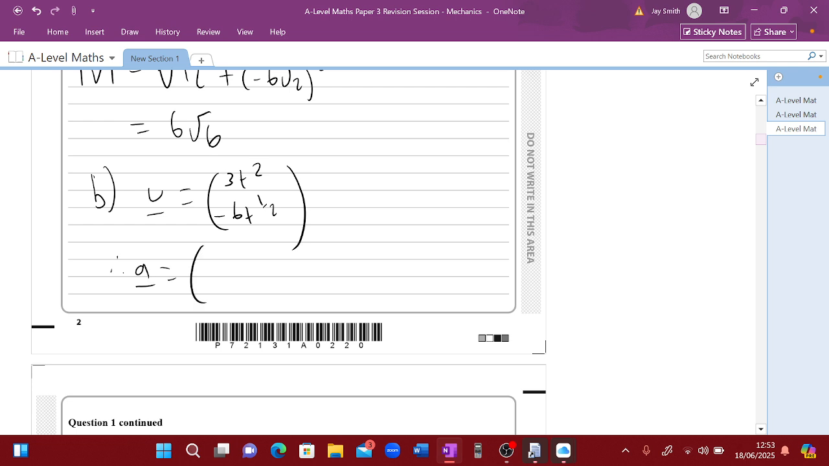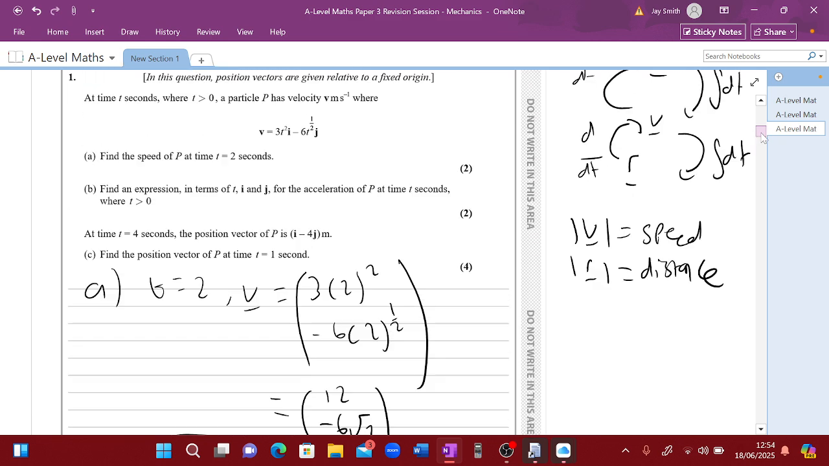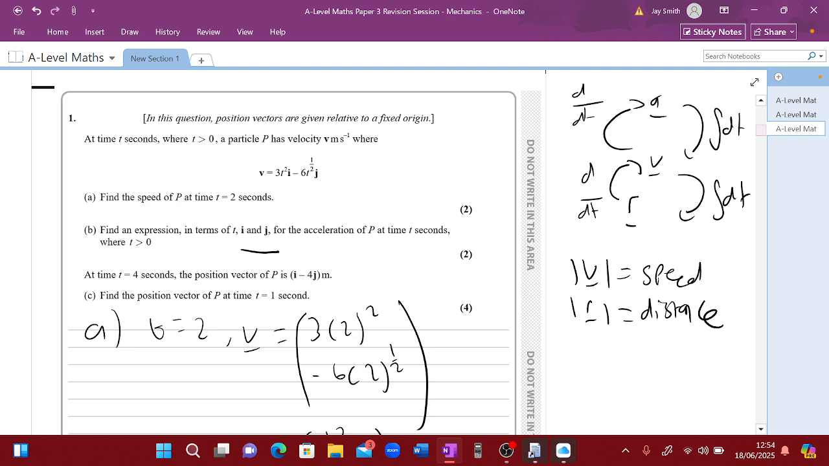Okay, so then we're going to differentiate. So a. When you differentiate, it's kind of what you expect. You just differentiate each part on its own. So 3t squared will differentiate to 6t, so that would be the top part. And then minus 6t to the half, obviously half of minus 6 is minus 3, t to the minus a half, okay? And yeah, that's the vector. But then it says to give it in terms of i and j, so then we need to convert it back to this sort of form here.